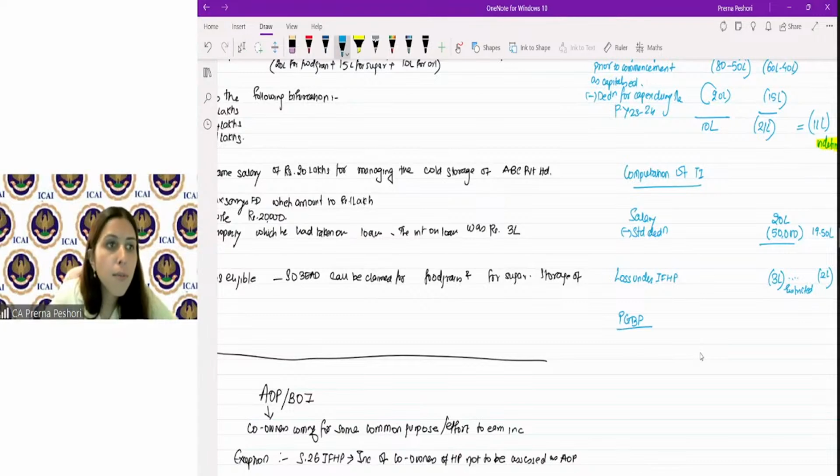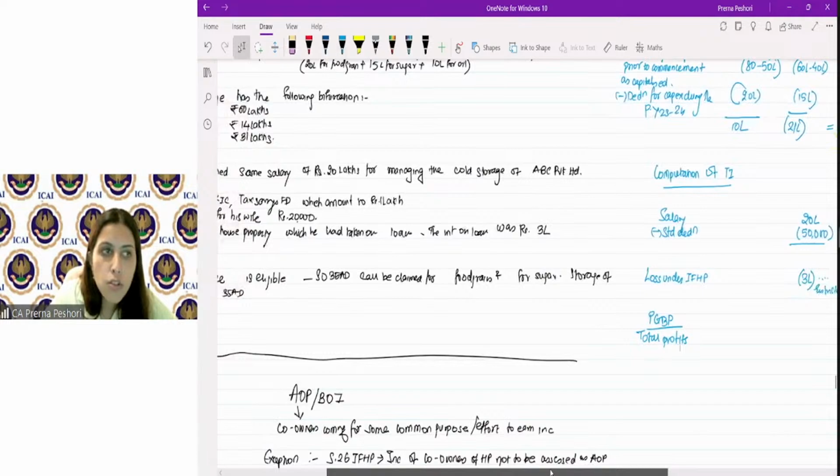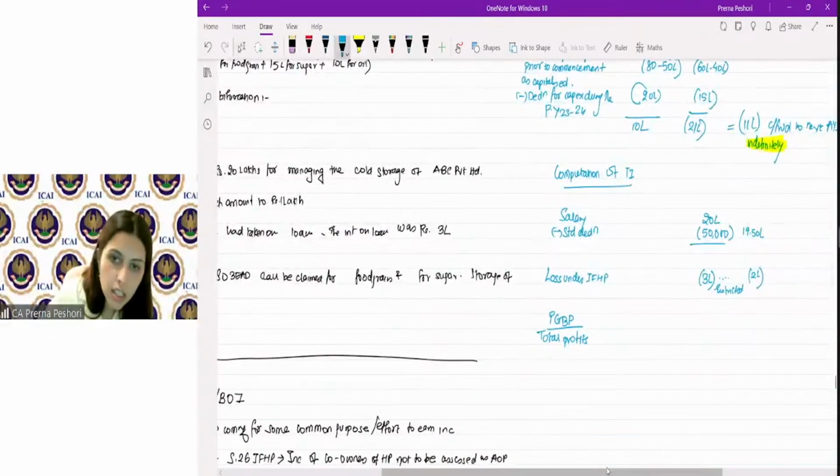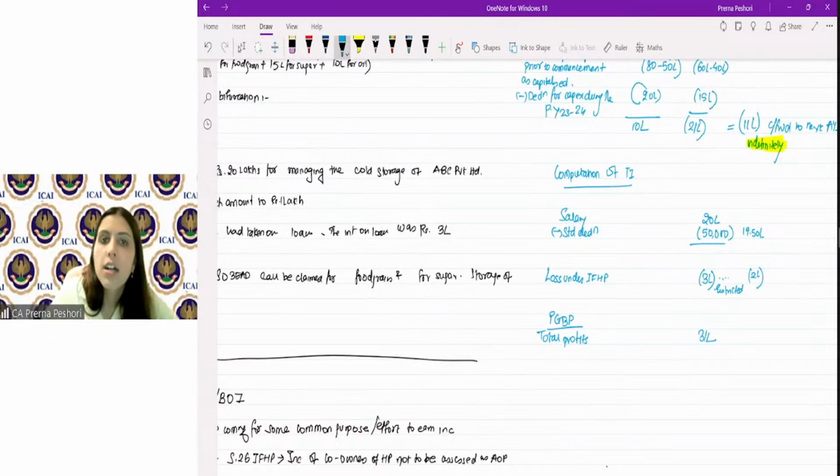Then you have the PGBP. So you have profit from the edible oil. So total profits you have is how much? 31 lakhs. Right? Out of this, how much will you set off? How much will you claim as any kind of expenditure?